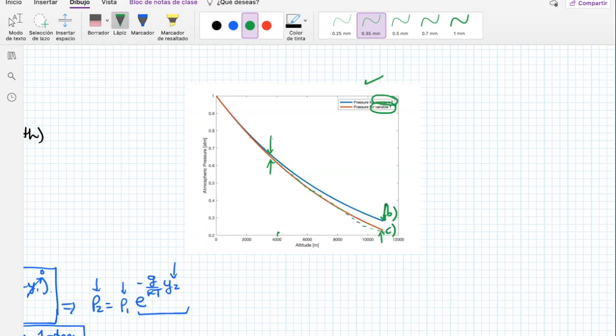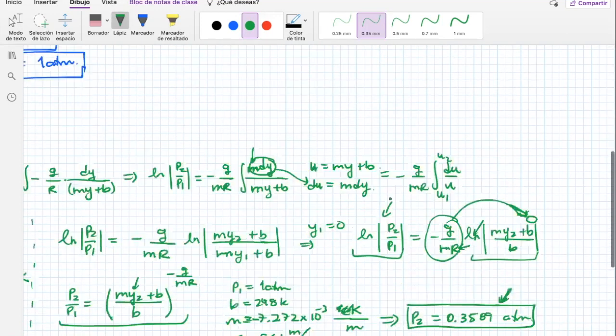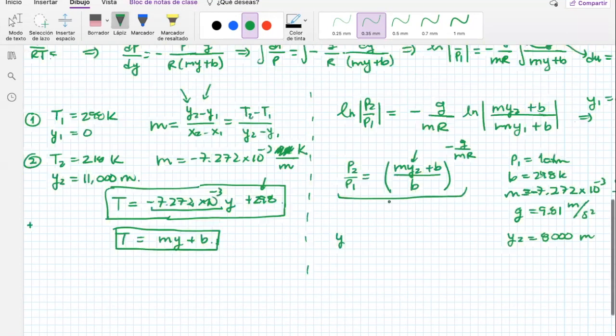But the blue line is not very far away. So if you're going to do estimations, you can say the temperature could be constant for a certain altitude. But if you're going to do more accurate calculations, then you should use the orange line. But you already have the expressions for all those three cases, okay?